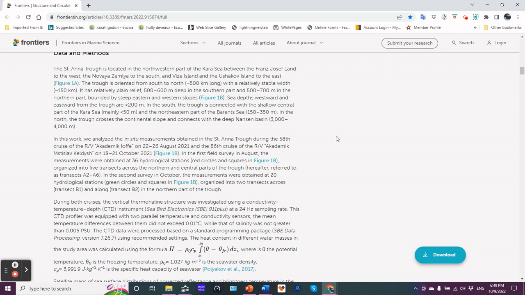The trough is oriented from south to north, about 500 kilometers long, with a relatively stable width, about 150 kilometers. It has relatively plain relief, 500 to 600 meters deep. In other words, flat bottom, okay, in the southern part, and 500 to 700 in the northern part, bounded by steep western and eastern slopes. Okay, that's figure 1B, which is right here.